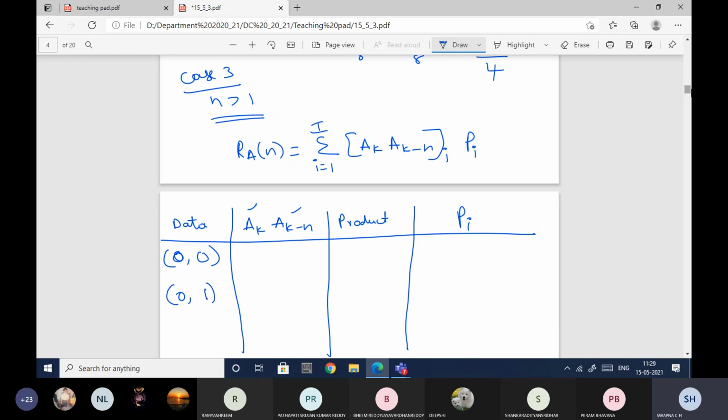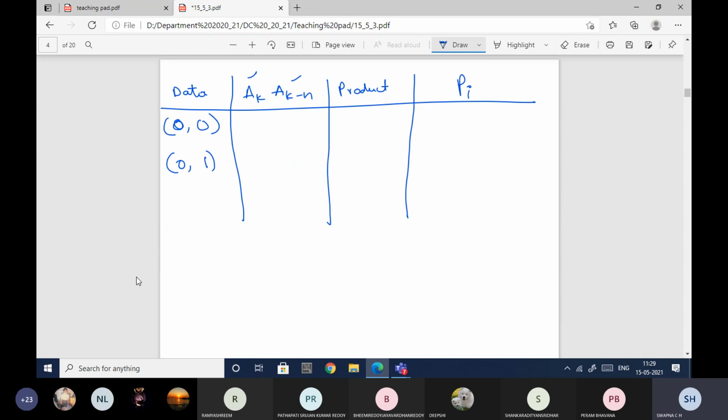Next, in the same way, I'll just write the events. The first AK can be 1. If this is 1, the next one can be either a 0. In the same way, the next one can be either a 1.